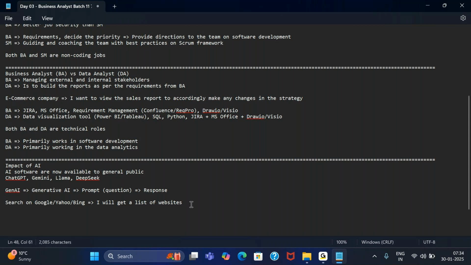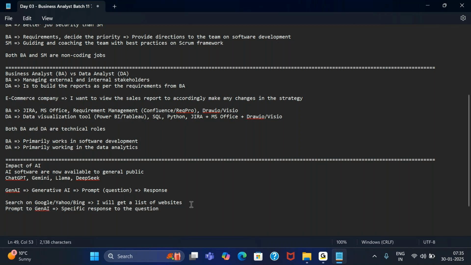Okay, now what has happened with Gen AI? I'll ask the same question or prompt to Gen AI tools, and now instead of giving me a list of websites, I'll be getting a more specific response to the question. And that's what we humans expect as well.